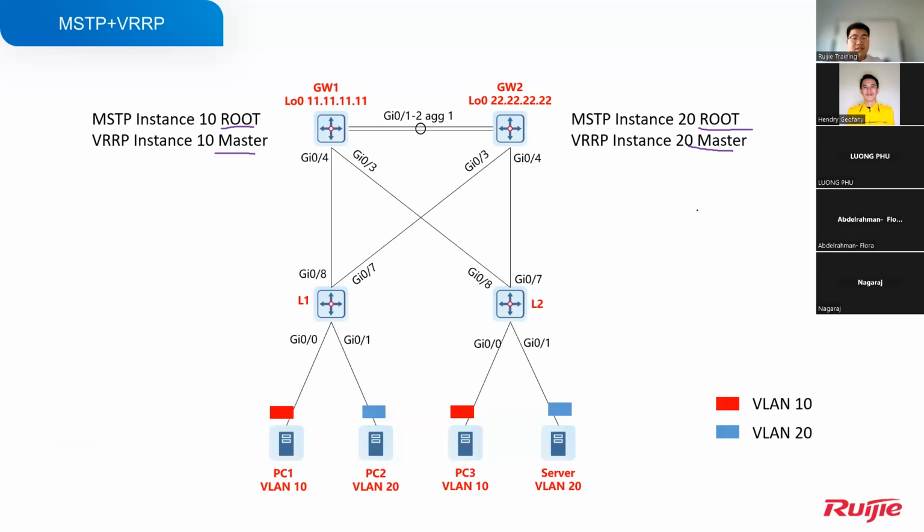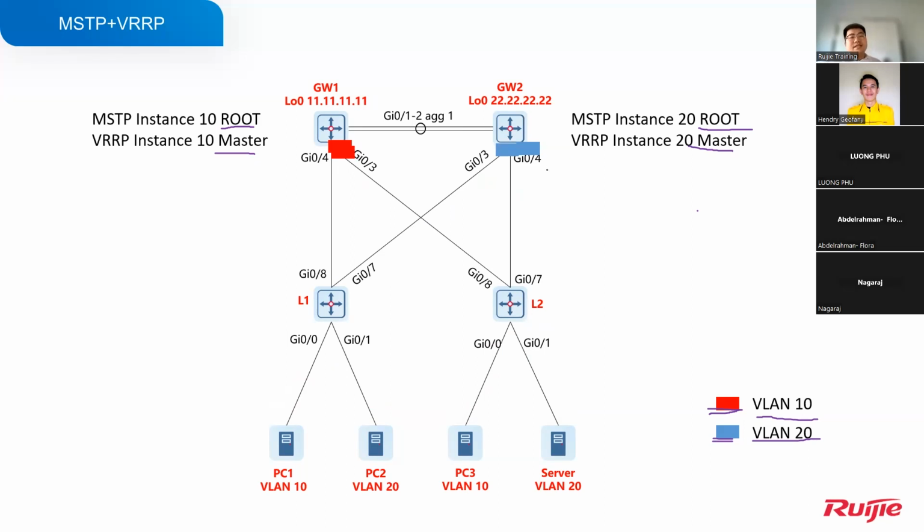then let's see how the traffic is forwarded. We use the red square to represent the traffic of VLAN 10, and the blue one represents the traffic of VLAN 20. So let's see it again. VLAN 10 packets are forwarded GW1, GW2, GW2. Okay, so I saw your answer. Thanks a lot.